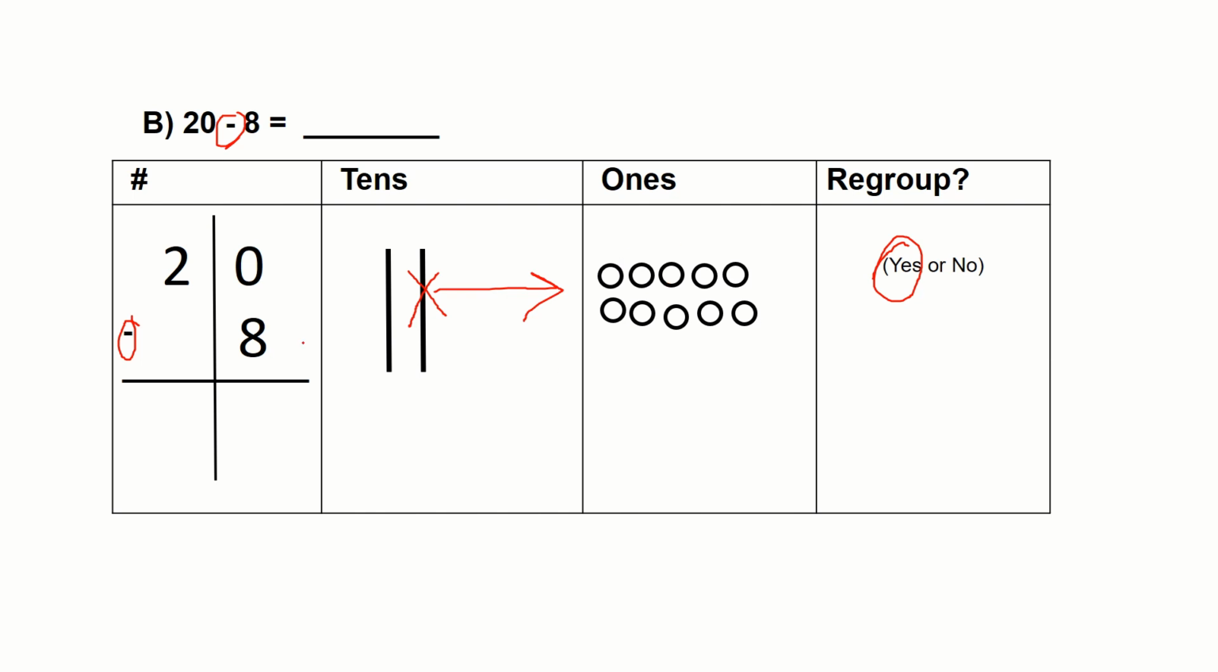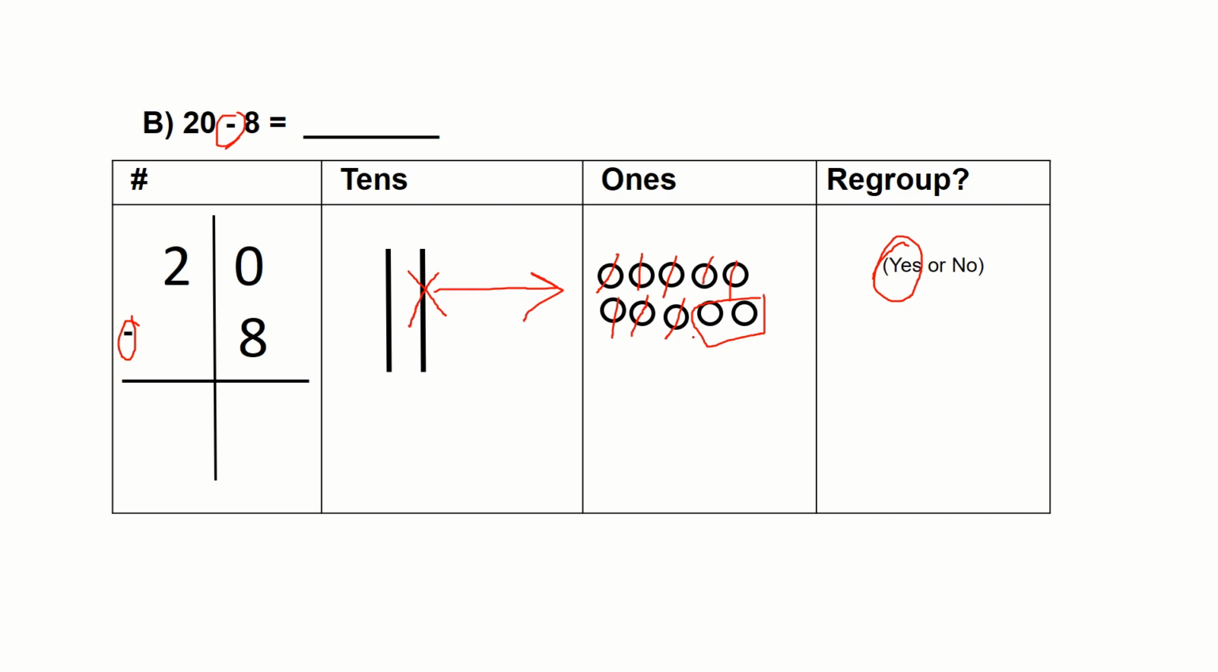Now I could take away 8 because remember, we're subtracting 8. So I'm going to cross out 8. 1, 2, 3, 4, 5, 6, 7, 8. That means I'm going to circle the remainder. I only have 2 left in the ones place.